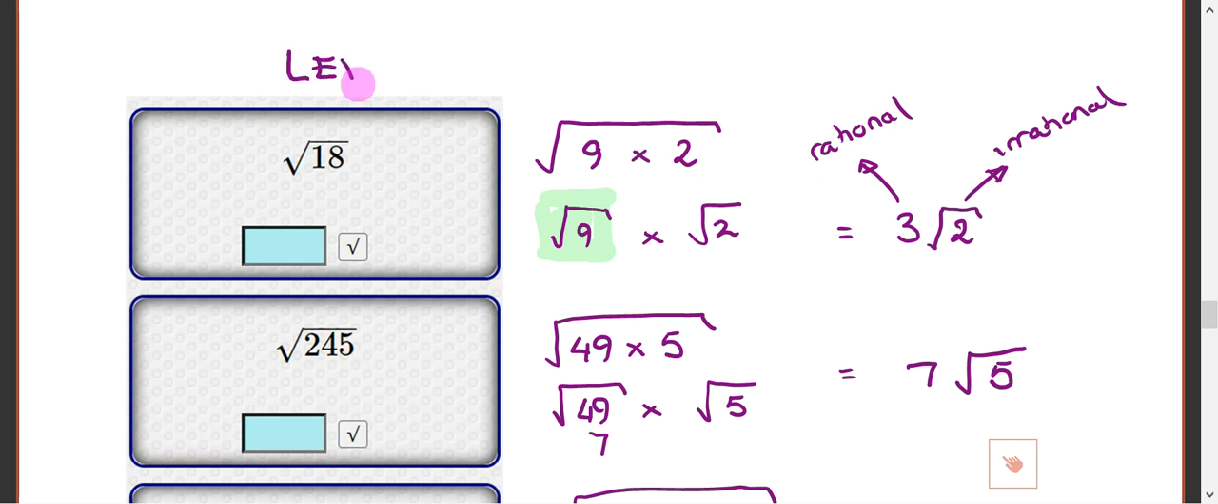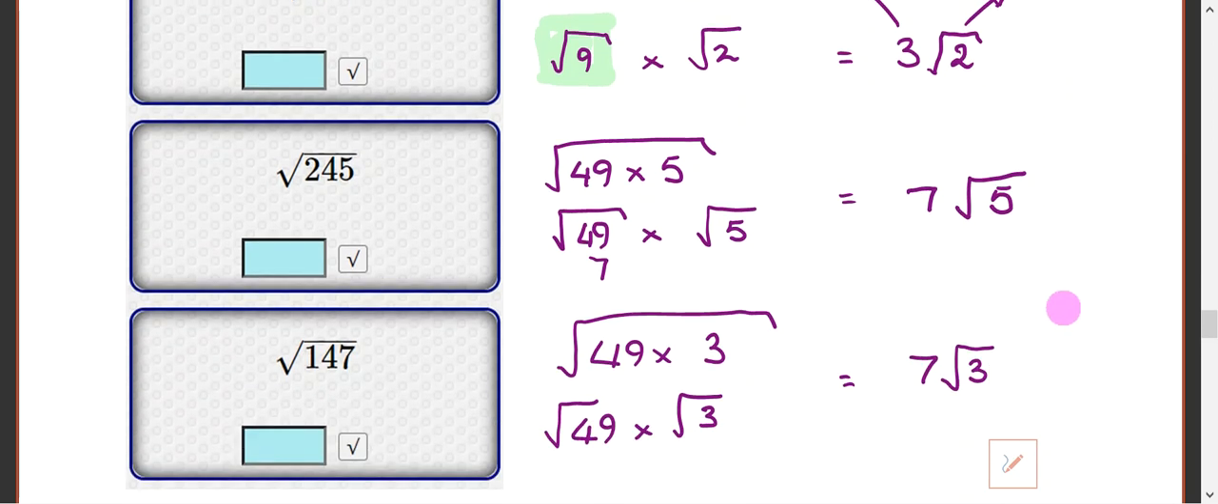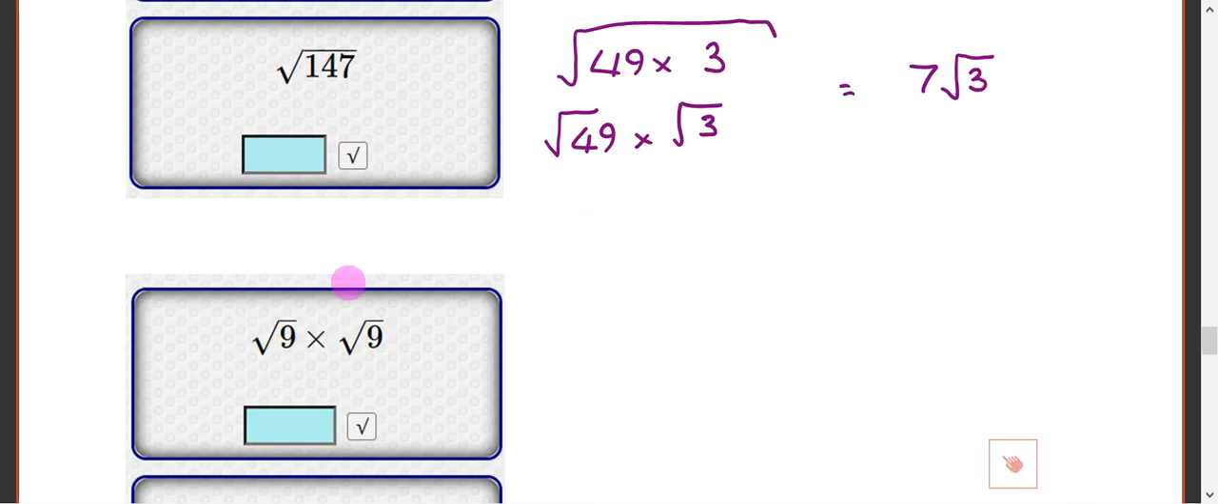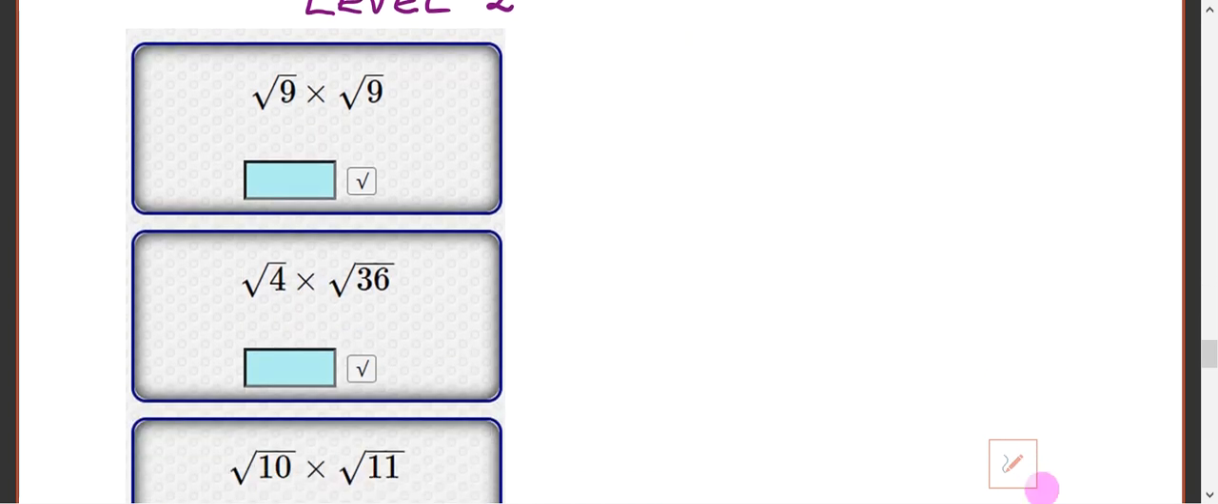Okay. So just for your notes, these are the level 1 questions, right, on that web page. The next ones are the level 2 questions. Okay. Now, first one, nice and easy. What is the square root of 9 multiplied by the square root of 9?